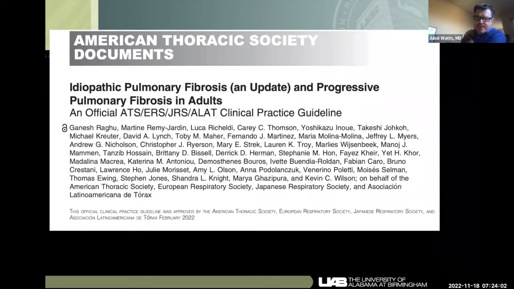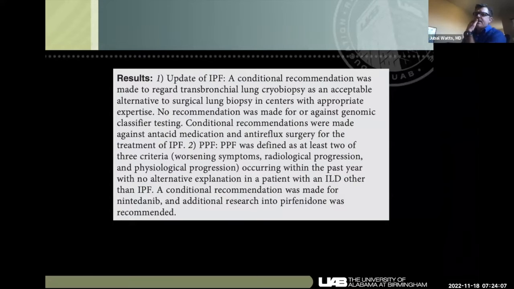They did update the ATS guidelines in February of 2022. They didn't update the diagnostic criteria, but they did say you can do cryobiopsy in high volume centers that have experience with cryobiopsy as an alternative to surgical lung biopsy. Otherwise, you kind of need a surgical lung biopsy. Cryobiopsy can be a good technique, but it does cause some bleeding.